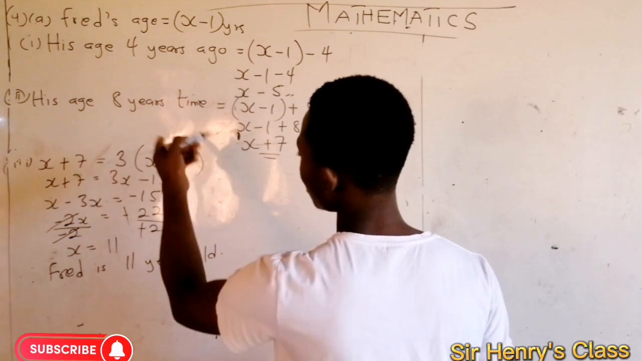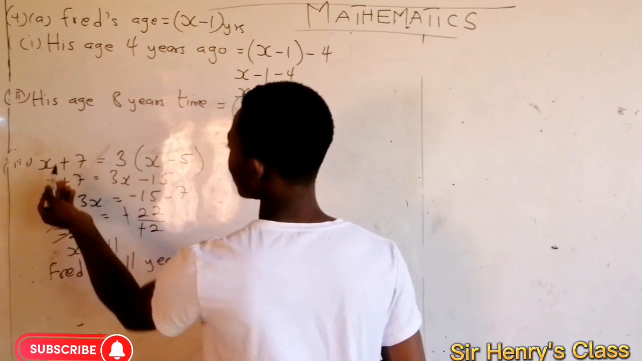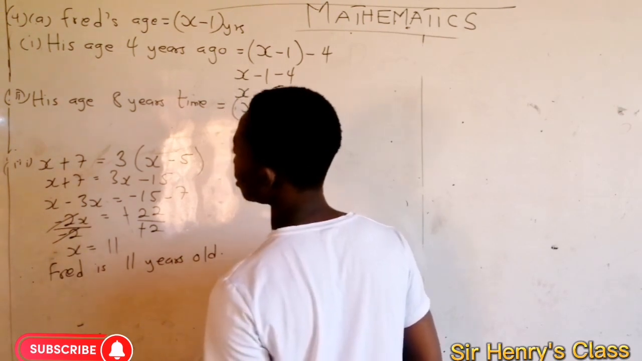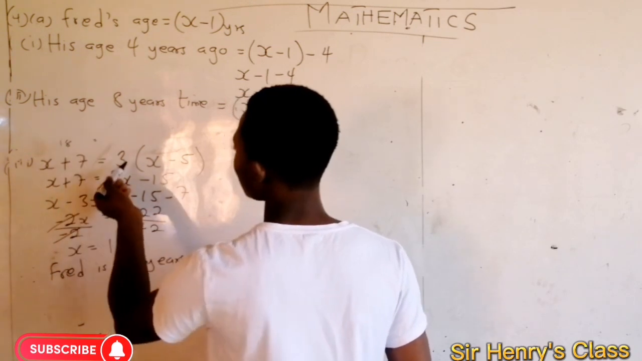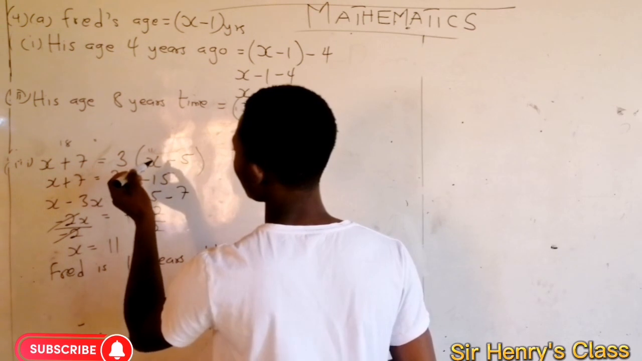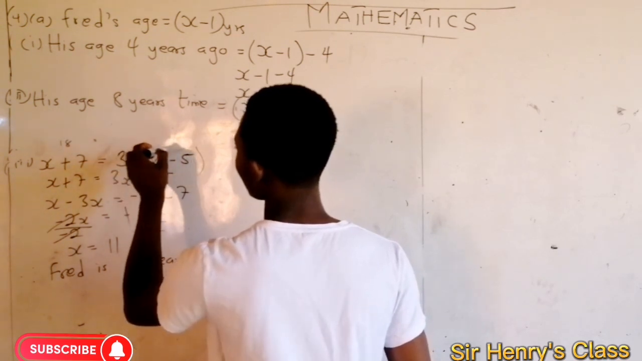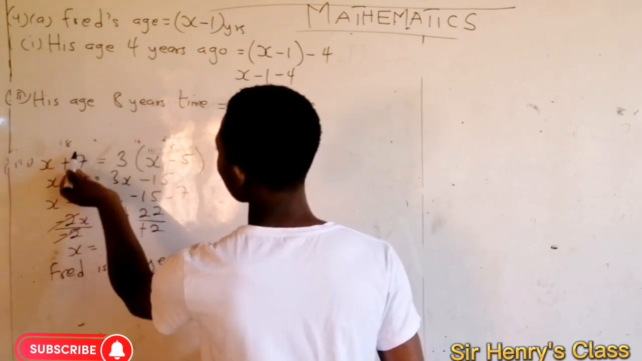When we fix this into the equation, you need to get the same on both sides. 11 plus 7 is 18, right? 18. So 11 minus 5 is 6. 11 minus 5 is 6. 3 times 6 is 18. So 18.